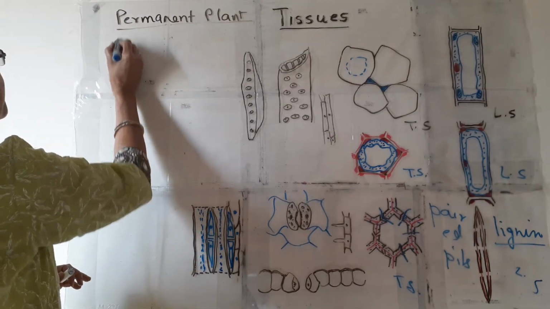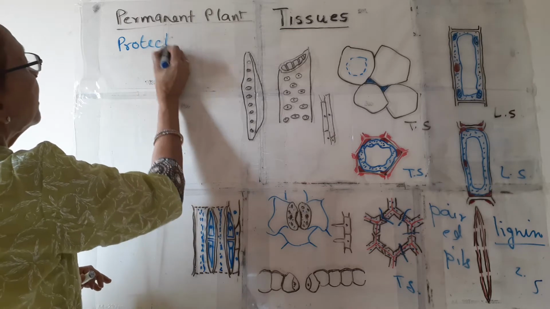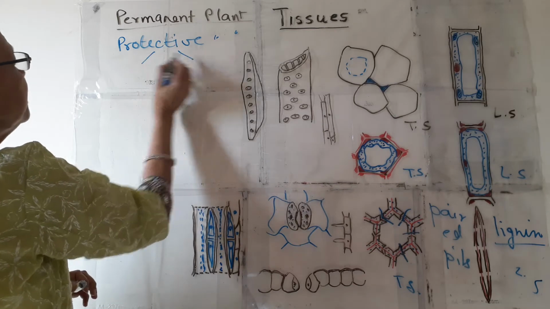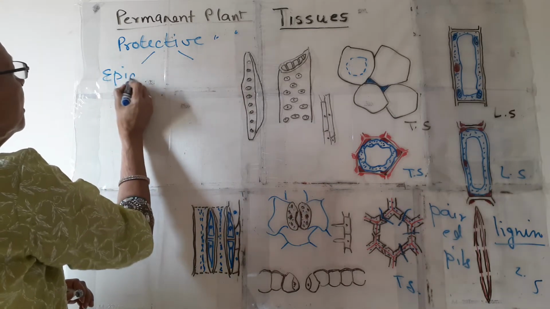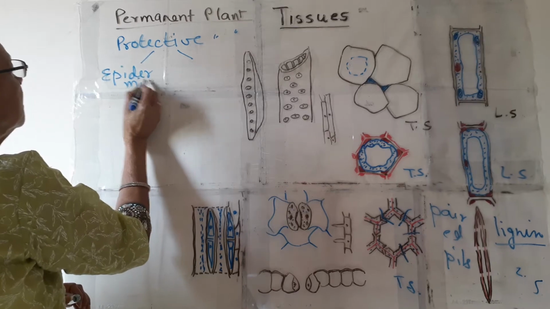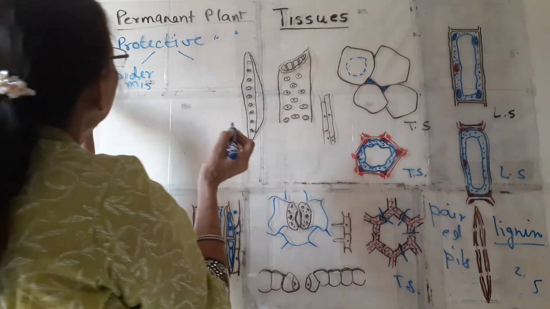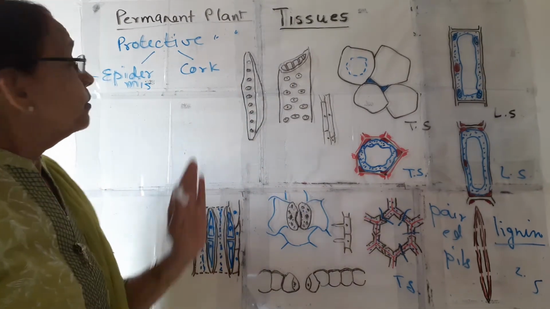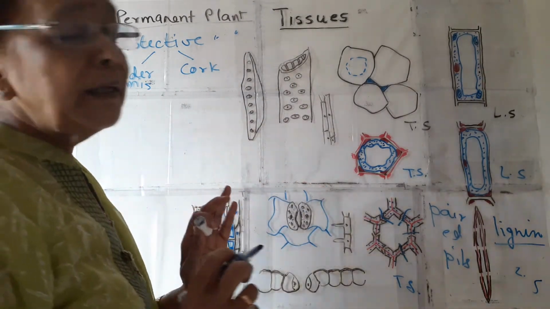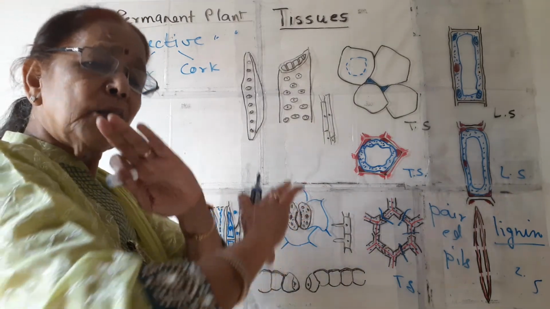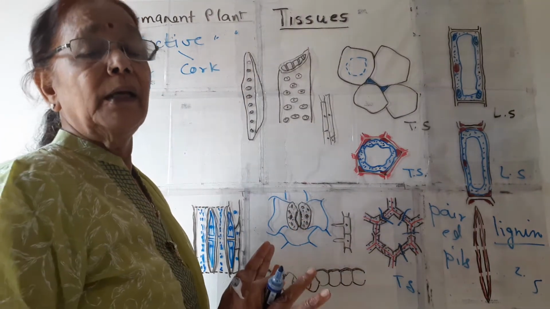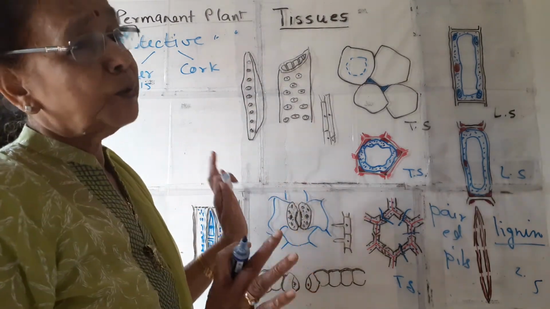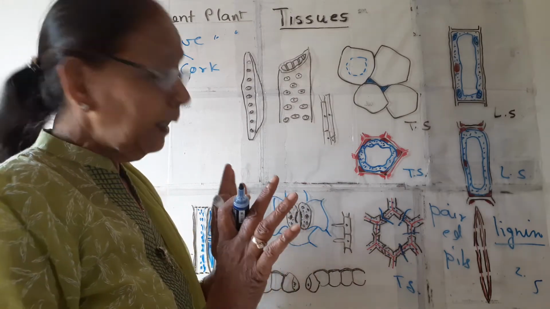So we will study protective permanent plant tissue. It can be studied under two heads. Epidermis. Epi means above, so on the outer side, and second is cork. So first, epidermis. What is epidermis? Epidermis protects the whole of the plant body. The outer covering of the whole body is epidermis. So the plant body is covered by epidermis.